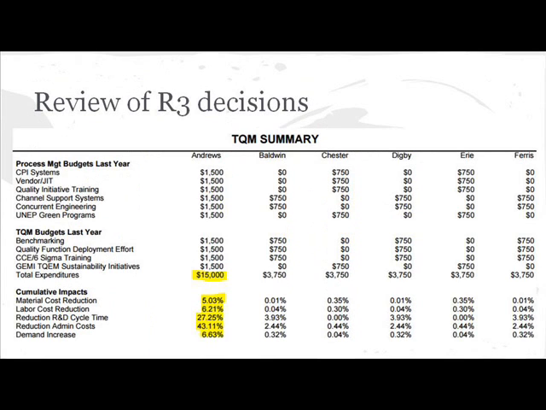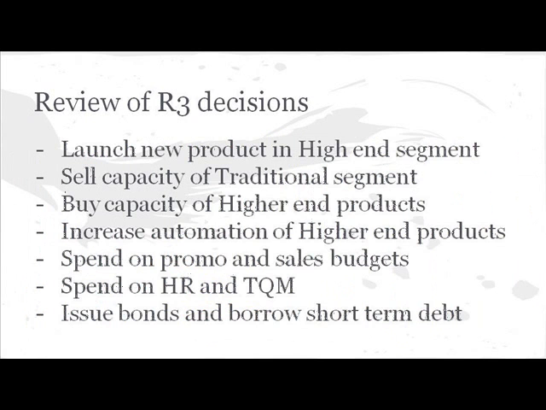The last thing we invest on is TQM. We decided to spend 15 million on the total expenditure of TQM because the figure showed that in the next round we can reduce material costs, labor costs, admin costs, and life cycle times, as well as the demands increase. From the beginning of round 3, we all spend and invest, so we decided to issue bond and borrow a short-term debt of 7 million to avoid emergency loan.